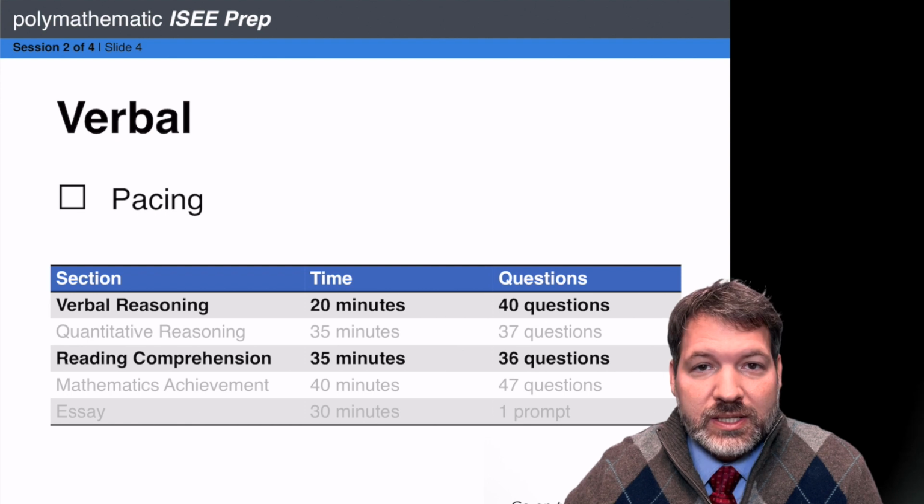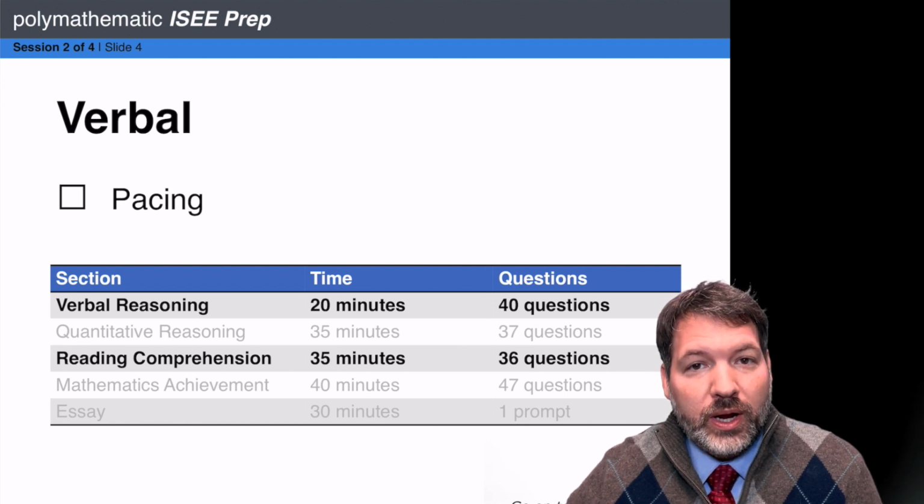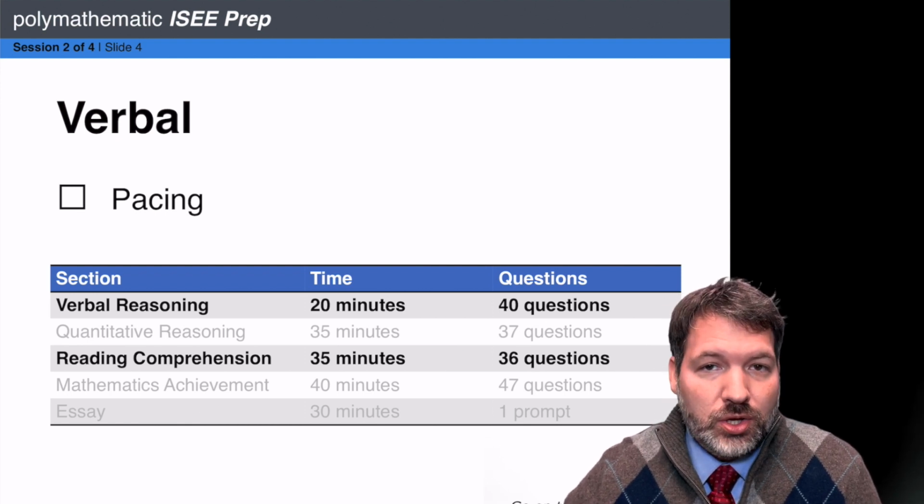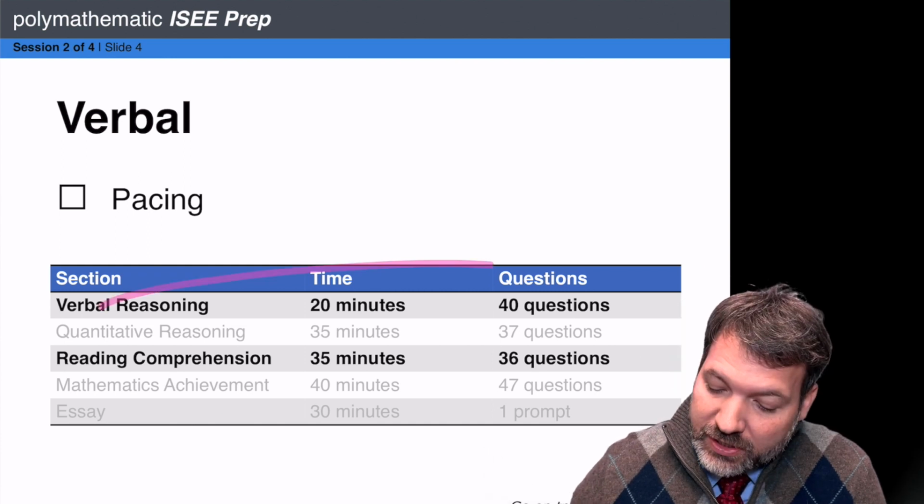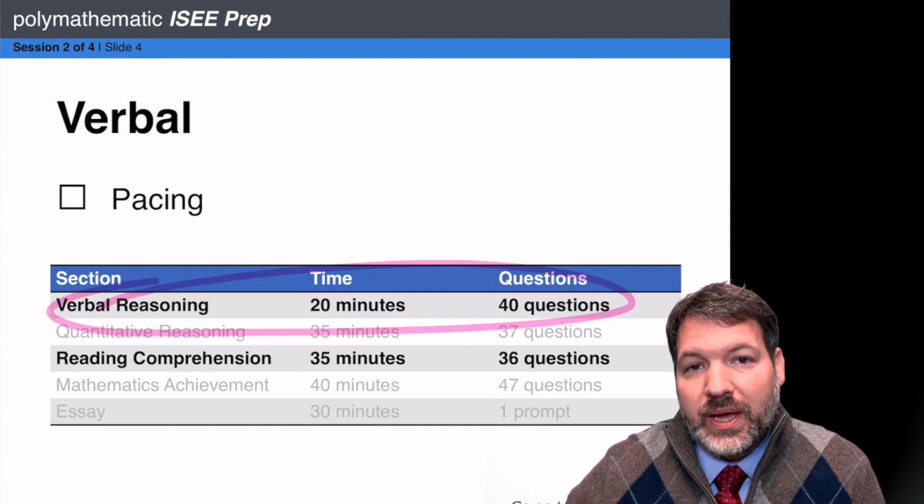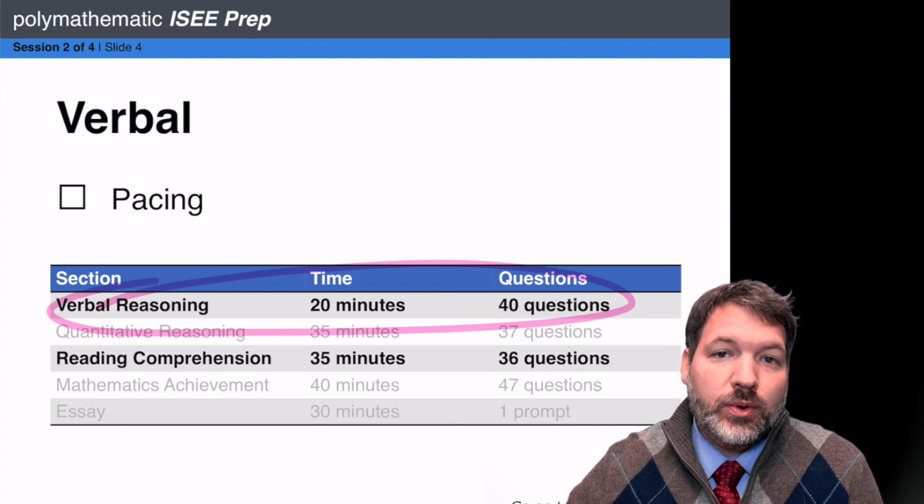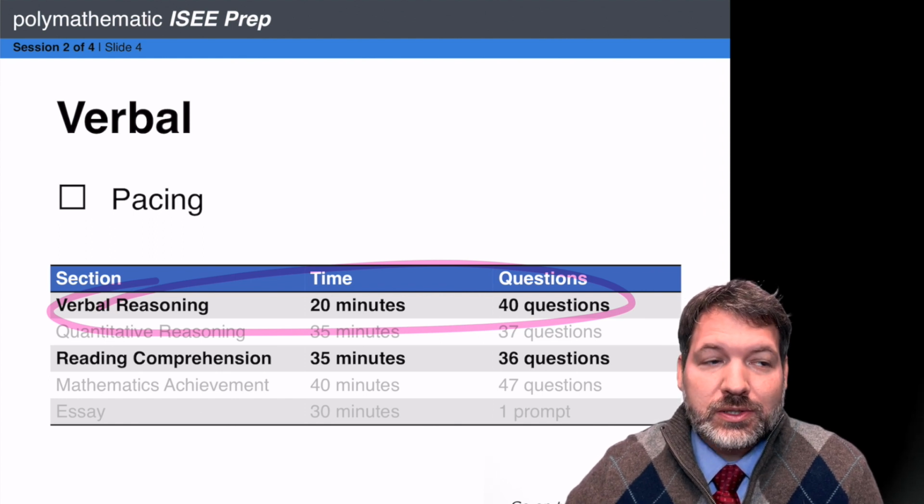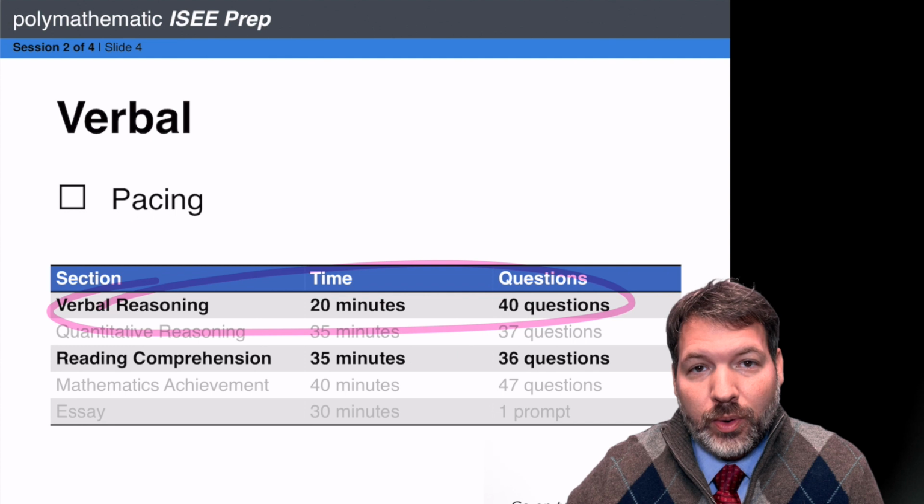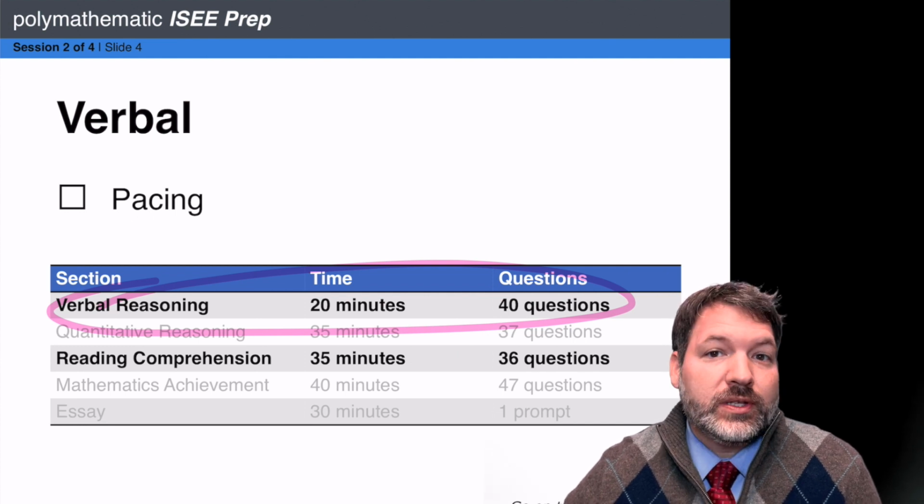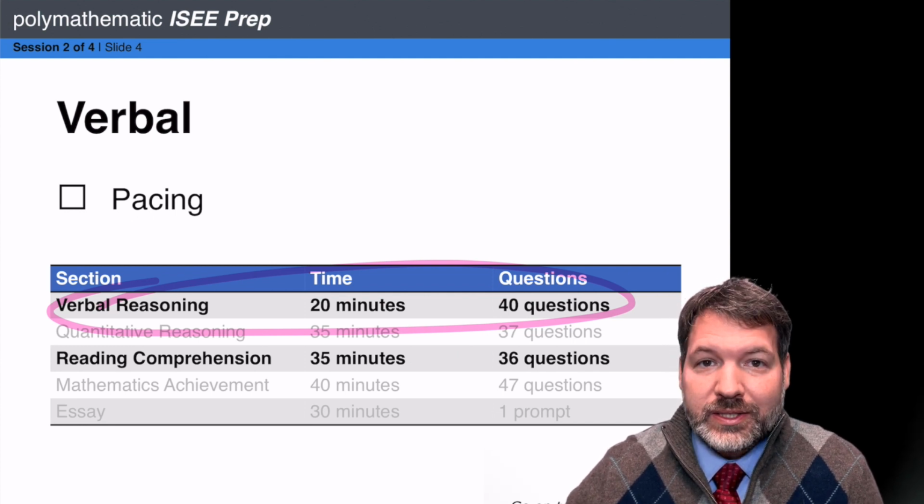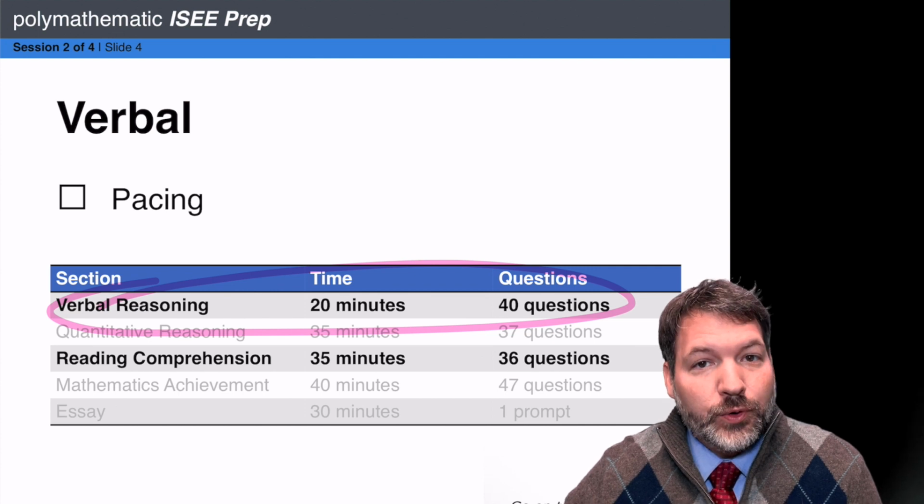Pacing, just like the test as a whole and just like we've already seen for the quantitative sections, pacing is huge on the ISEE. Verbal reasoning is by far the fastest paced section of the test. You have 40 questions that you're trying to answer in 20 minutes, so you really only have about 30 seconds per question. Now, fortunately, these questions are obviously short. There's really not much to a synonym question. You read the word, you have 4 answer choices.